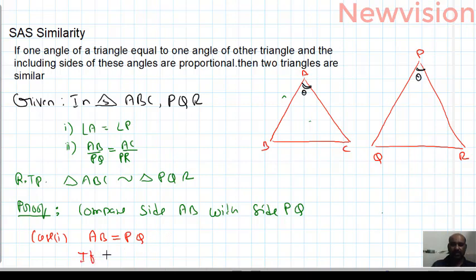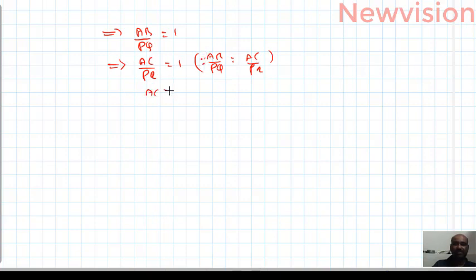Okay, now if AB equals PQ, I will write: AB equals PQ means what is the meaning of that? So that implies AB by PQ equals 1. Already given AB by PQ equals AC by PR. AC by PR also equals 1, since AB by PQ equals AC by PR. So what happened here? AC equals PR. What is the meaning of that? If AB equals PQ, automatically AC also becomes PR.